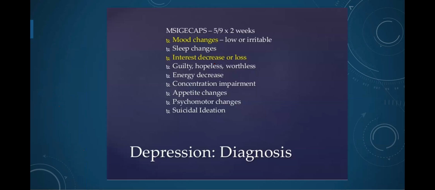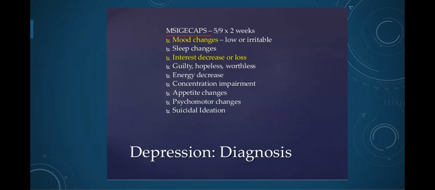It's very easy to remember if you remember the mnemonic, which is MSIGECAP. M for mood, which will be low mood. S for sleep changes, which is mainly insomnia. I for loss of interest. G for feeling guilty, hopelessness, worthlessness, mainly guilty feeling. E for lack of energy. C for lack of concentration. A for loss of appetite.